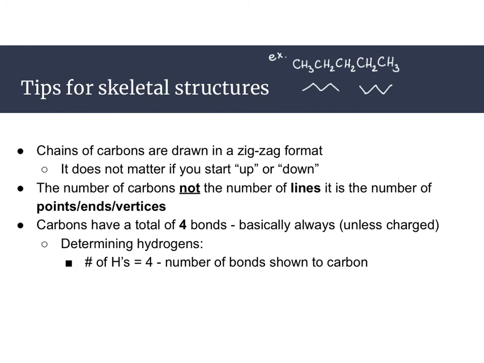All right. Carbons always are going to have a total of 4 bonds, pretty much always unless it's charged, which again you would need to indicate. So if you needed to determine the number of hydrogens bonded to any carbon, you would do 4 minus the number of bonds shown to that carbon. So for example, let's look up here. There's a carbon here. If I wanted to figure out how many hydrogens were bonded to this carbon, I would do 4 minus the number of bonds shown to this carbon, which is 1, 2. So 4 minus 2 means that there are 2 hydrogens bonded to this carbon that are implied.